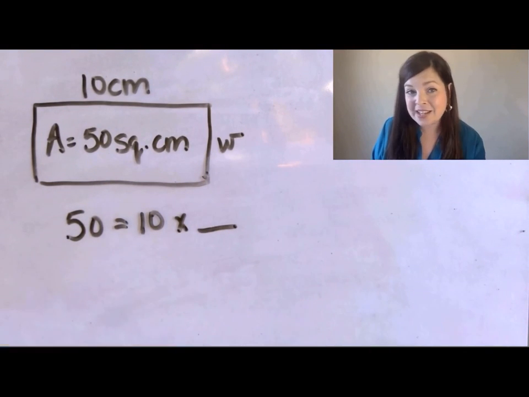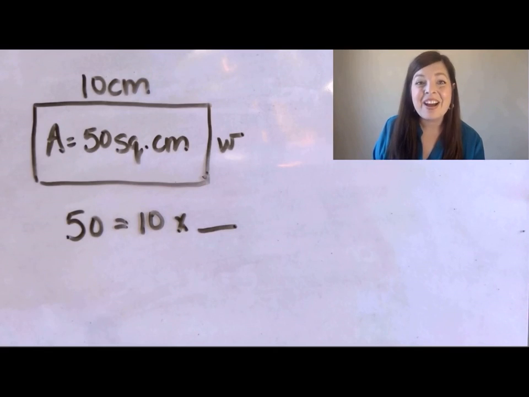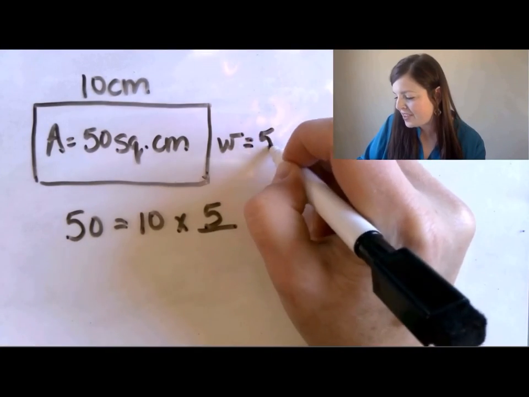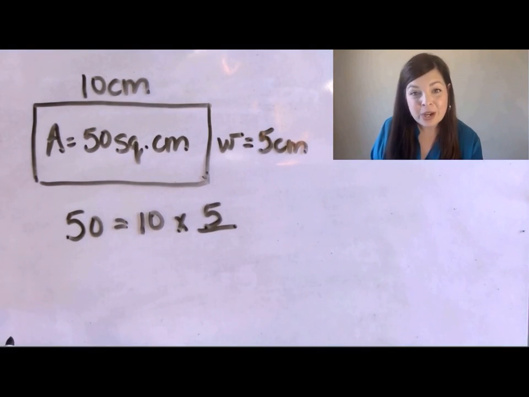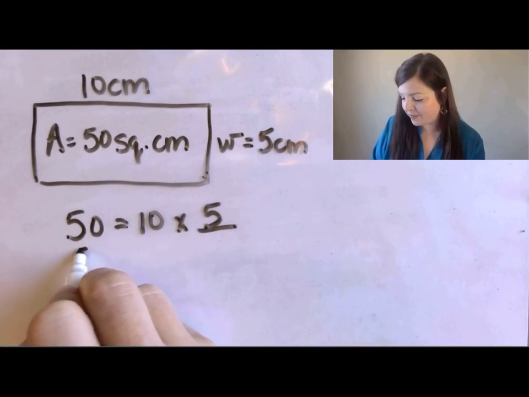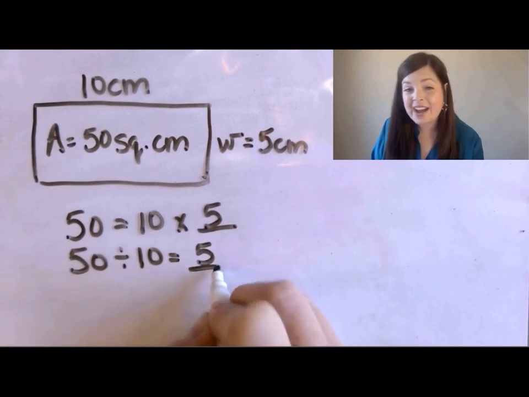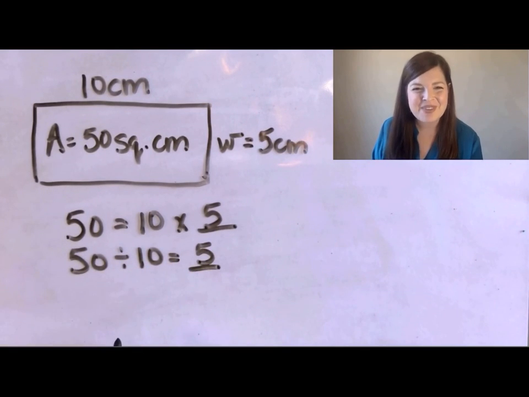So what times 10 equals 50? 5 times 10 equals 50. So the width equals 5 centimeters. We could also use division to think about this. 50 divided by 10 equals 5. So again, the width is 5 centimeters. Excellent job today, friends.